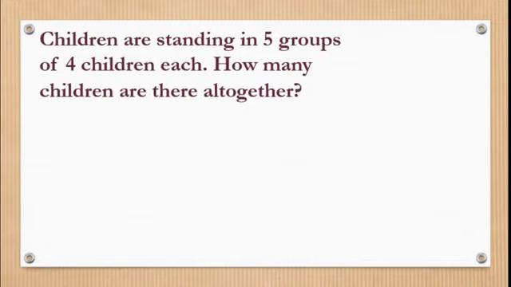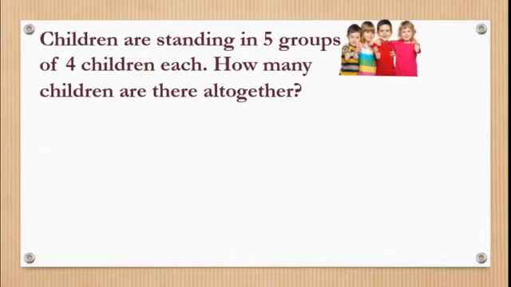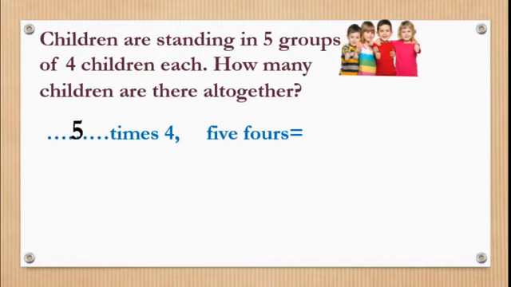Now here, children are standing in 5 groups of 4 children each. Means groups of children are there, and in each group 4 children are standing together. How many groups are there? 5 groups are there. Okay, then how will you calculate? 4 times, means here how many groups are there? 5. So 5 times 4, isn't it? 5 4s are how much? 20. Is it right? 20, correct?